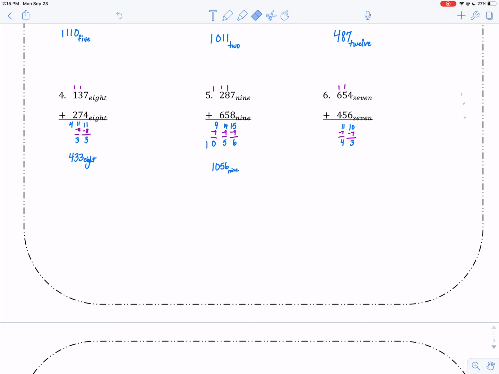I carry the one up because I now have a flat. So I'm going to add my flat to the other flats. And I have 11 again. So I subtract 7 and carry my 1. And then I bring it down. So the answer is 1,443 in base 7.